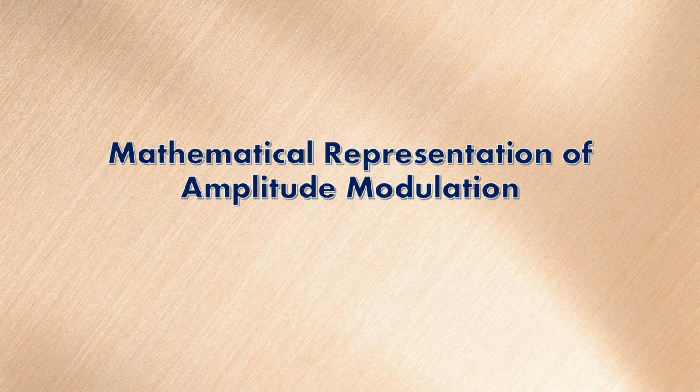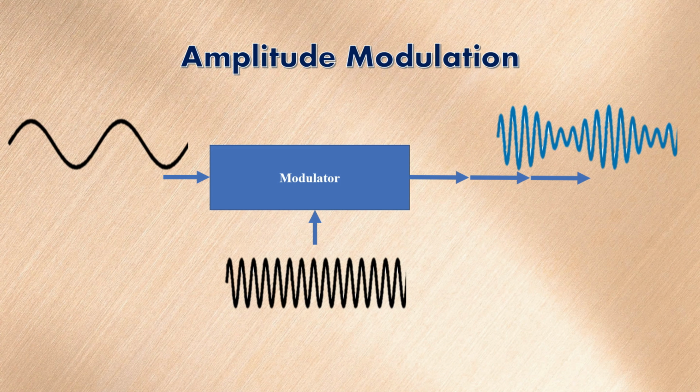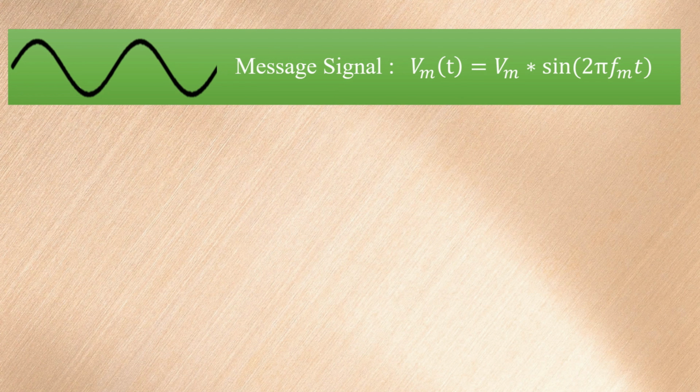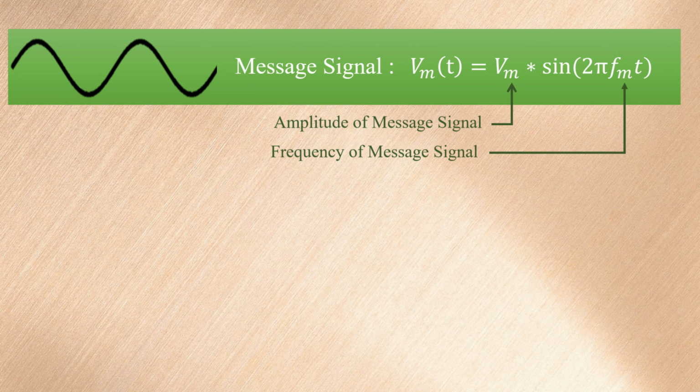First, let us write the mathematical representation of amplitude modulation. Here we have assumed that the input signal is a low frequency sinusoidal signal. So the mathematical equation for the low frequency sinusoidal signal can be written as Vm of t is equal to Vm into sine 2 pi Fm t, where Vm is the amplitude of message signal and Fm is the frequency of message signal. Here the m represents the message signal.